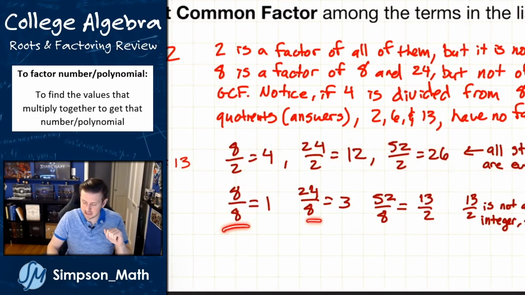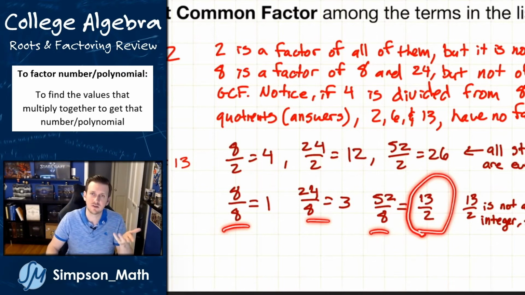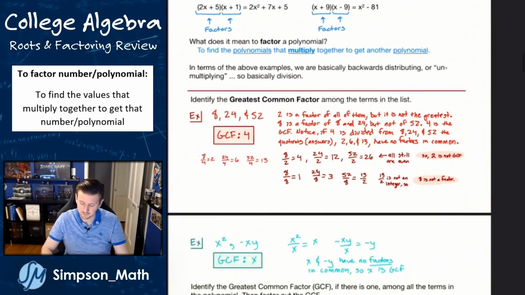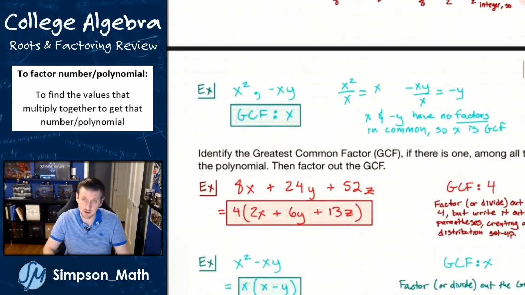Well, what if you thought it was 8? I went through this a second ago. If you tried 8, notice 52 does not divide evenly by 8, so we would get 13 halves, so we know that that 8 is not correct, or too big. All right, so that works for numbers.